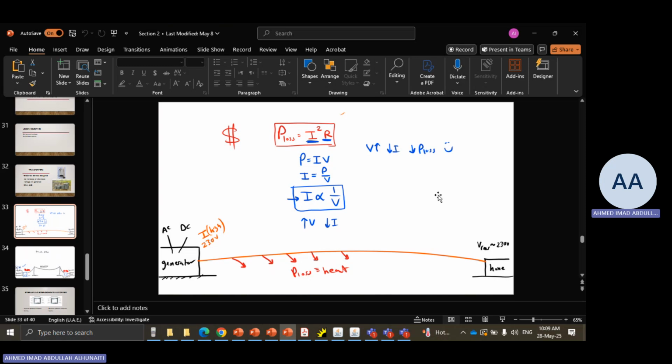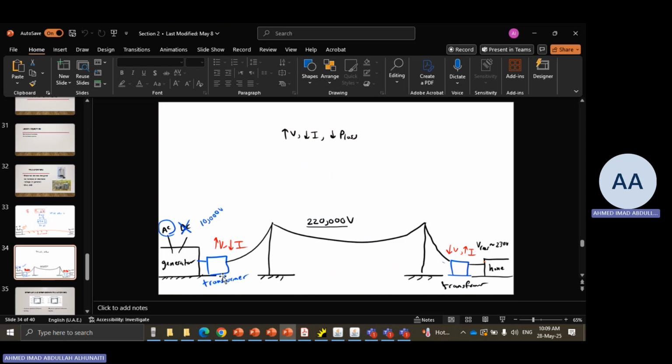So again, how can I reduce the power loss? One of the techniques we use is decreasing the current. How can I decrease the current? By increasing the voltage. Now, what machine is used to increase the voltage? The machine we've studied, which increases the voltage and at the same time decreases the current, is a transformer. There are two types of transformers. We have step up and step down transformers.